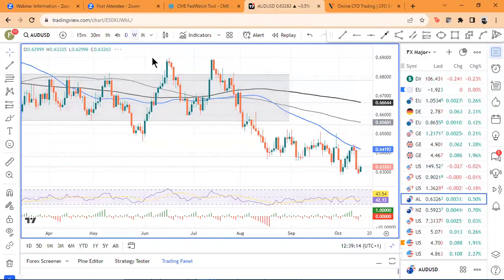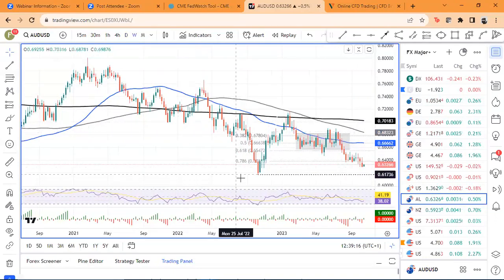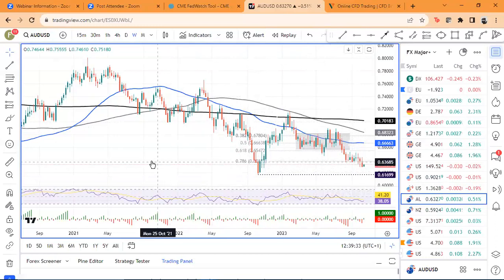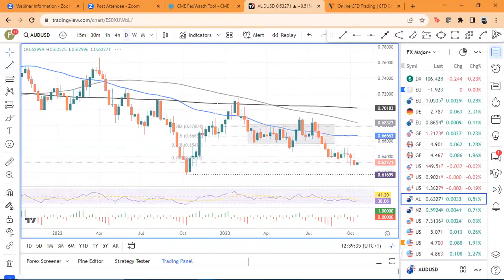If we just pull it out a touch, you can see if we do lose that, then we've probably got support around the October 62.72, October lows from last year. And then otherwise you have this real long-term low at 61.69. That is the Aussie dollar.